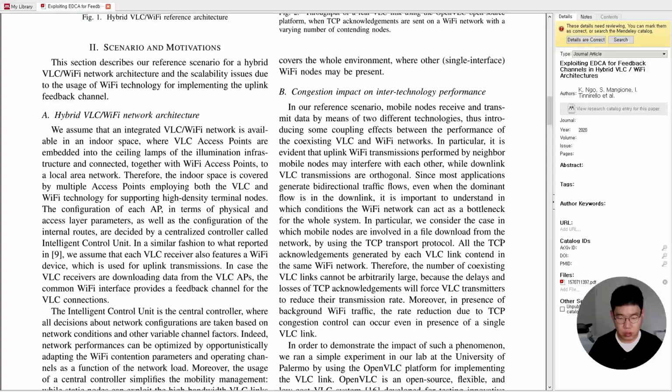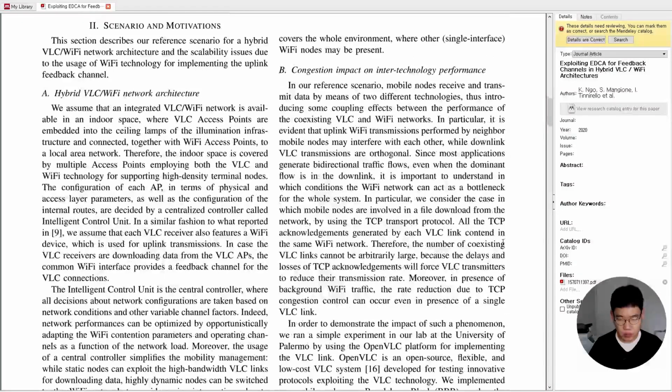In order to demonstrate the impact of such a phenomenon, we ran a simple experiment in our lab at the University of Fernamo by using the OpenVLC platform for implementing the VLC links. OpenVLC is an open source, flexible, and low-cost VLC system 16 developed for testing innovative protocols exploiting the VLC technology.